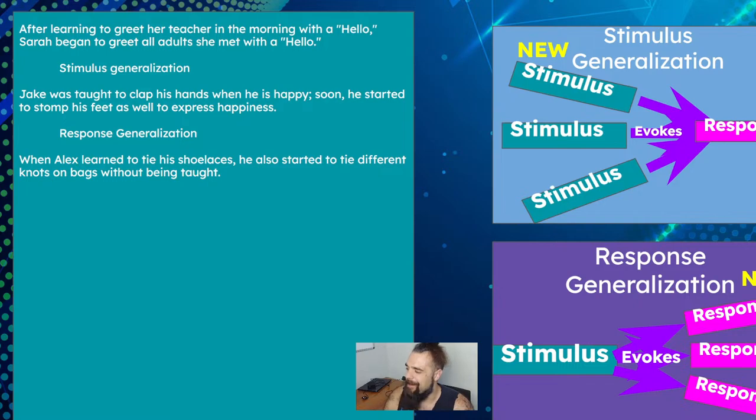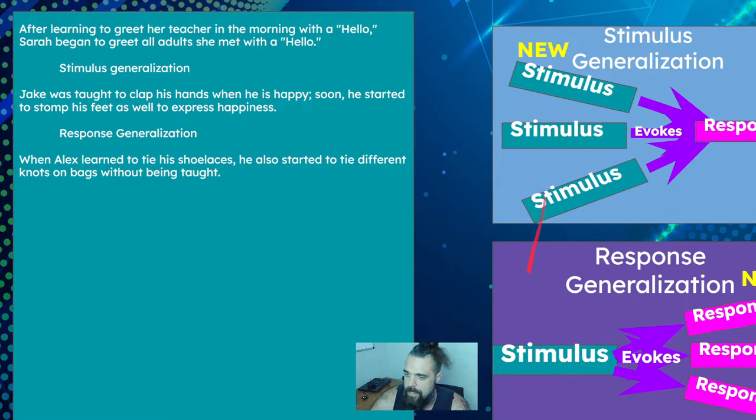You know what? Now I'm looking at this one a little bit, and I think I actually put the answer wrong. Let's go ahead and review this. I think this one is actually both stimulus and response generalization. The reason why is that we see a new context and new responses being generated. For the tying knots, the new context was that he learned to do it with his shoelaces and now he's doing it on his bag.